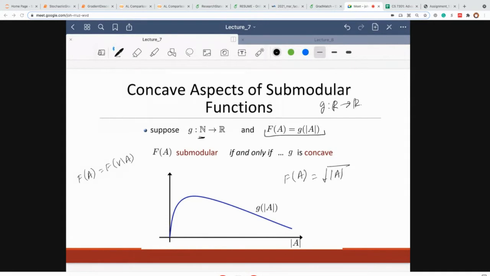Yeah, thank you. So in fact, you can actually extend this. We spoke about this briefly in the last class as well, that you can extend this to say that f of A is actually equal to g of some modular function of A, right? So here this is modular, and essentially instead of cardinality, you just use a modular function of A. And again, you have this relationship, that f of A is submodular if g is concave. So such functions are called concave over modular.